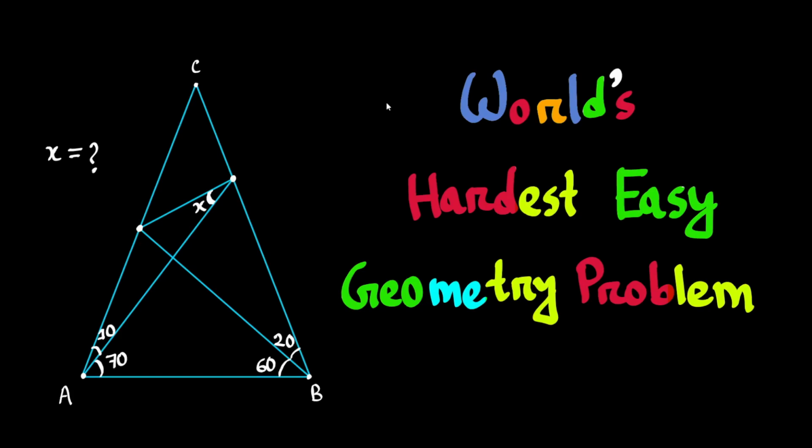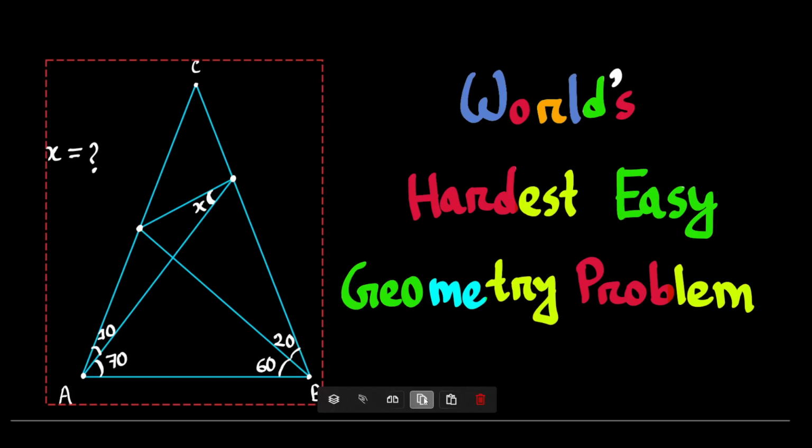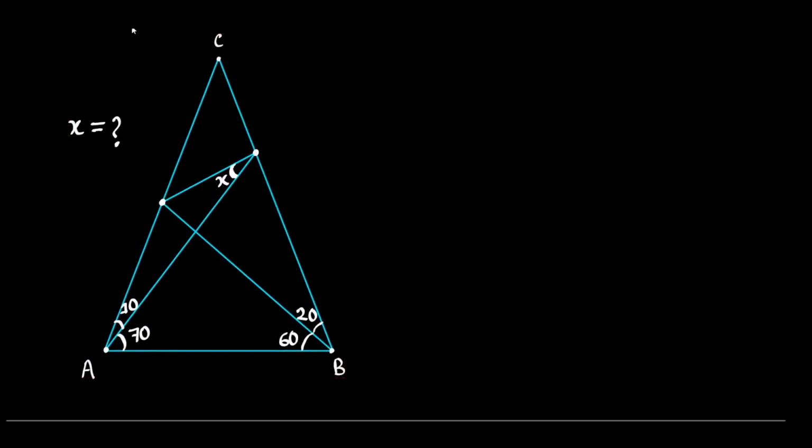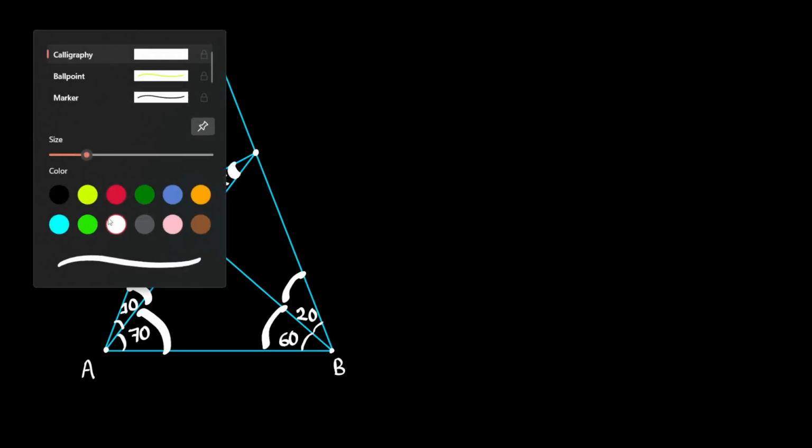In today's video, we are going to solve the world's hardest easy geometry problem. Before I start showing you the solution, you can try the problem yourself. You just have to find the value of x. You are given a triangle where the angles are given. This is 10, this is 10, this is 70, this is 60, this is 20. And you have to find this angle x.